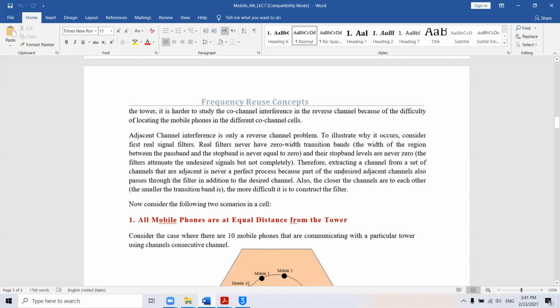Therefore, extracting a channel from a set of adjacent channels is never a perfect process, because part of the undesired adjacent channel also passes through the filter in addition to the desired signal. I mean, there is a leak into the band of the desired channel. Also, the closer the channels are to each other, the smaller the transition band is, and the more difficult it is to construct the filter.